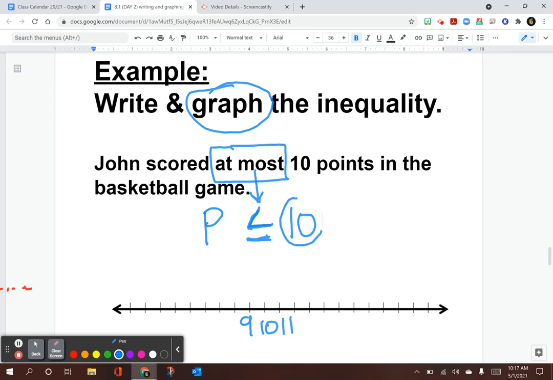I'm going to start at 10. I'm going to close it in because John could have scored 10. But since that's the most he could have scored, I'm going to travel to the left because he could have scored 9 or 8. Now, I understand that you really can't score less than 0 in a basketball game, like a -1, -2. But since it's graphing possibles, numbers that fill in the blank here and make this inequality true still have to be included in the graph. So maybe John scored in the other team's bucket, and I would call that -2 points, John.